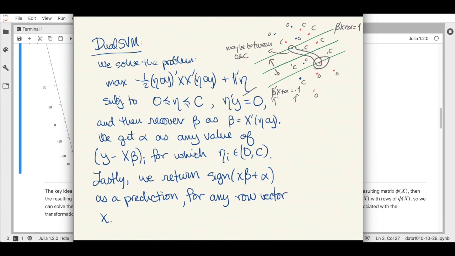So the prediction function is the sign of x times beta plus alpha, where x is a row vector representing a test point. So like if x were here, we would return negative because x beta plus alpha is going to be negative on that side of the line.